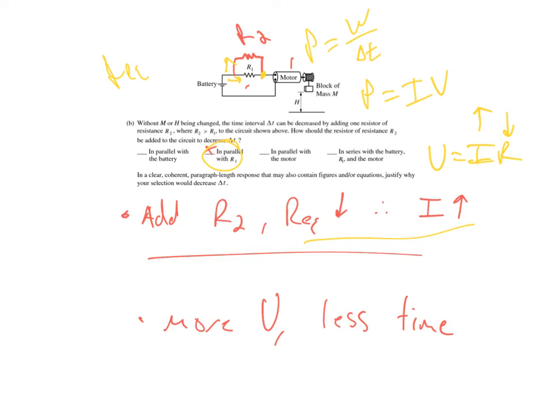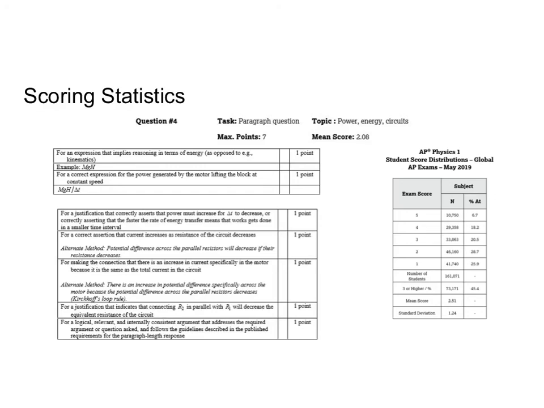And let me go ahead and show them to you on the next slide. So here are our 7 points total. This was the paragraph question. The first 2 points were just for that really easy derivation. And then here are the other 5 points, right?